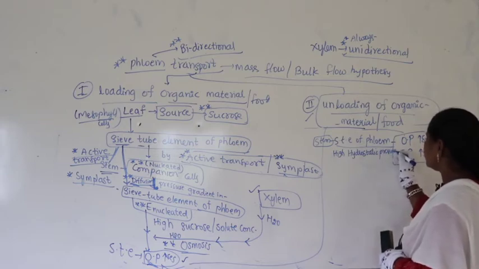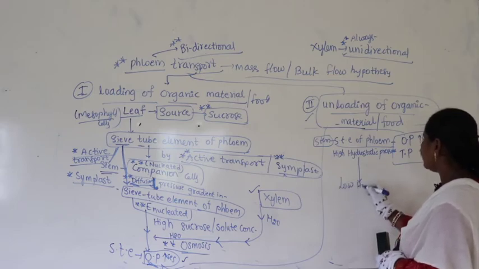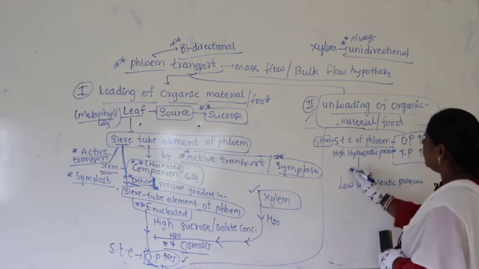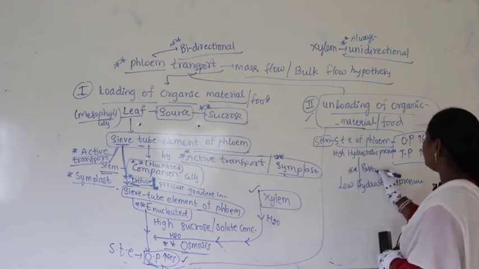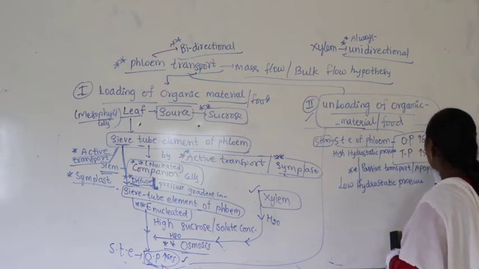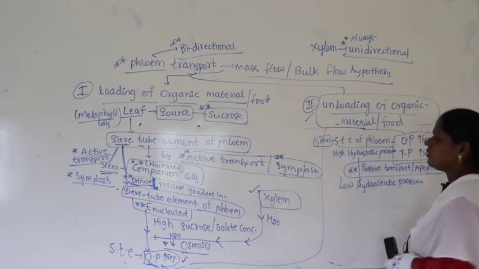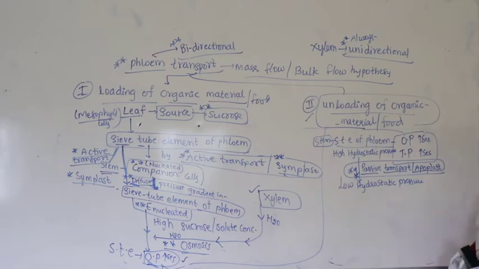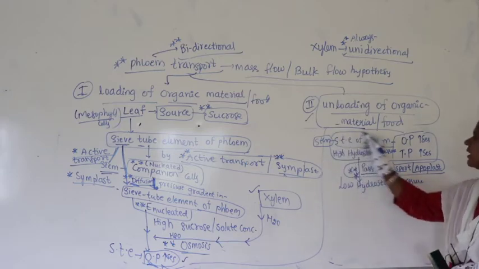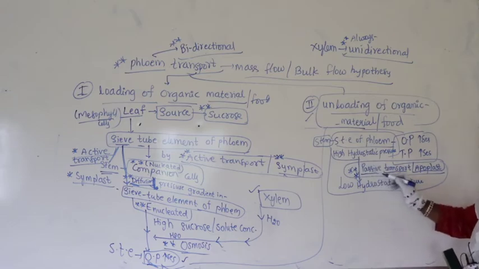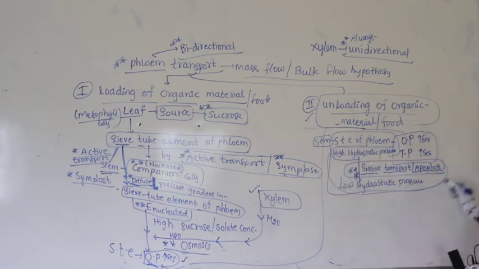Then movement happens to low hydrostatic pressure. By what process here? Within the sieve tube element, the process is passive transport, or itself we call this apoplast. The movement is happening from high hydrostatic pressure to low hydrostatic pressure. How is the movement happening from high to low here? By passive transport or apoplast. Where is this total thing happening? The total thing is happening within the sieve tube element of the phloem.